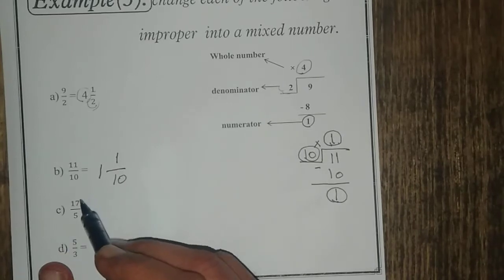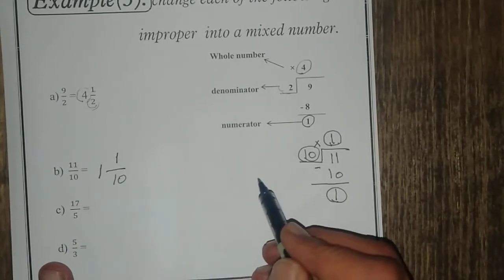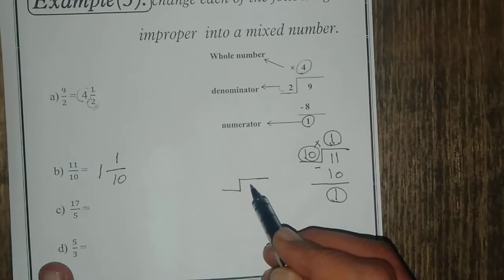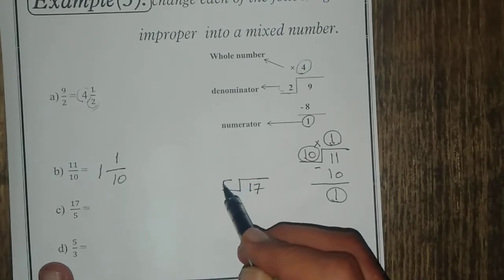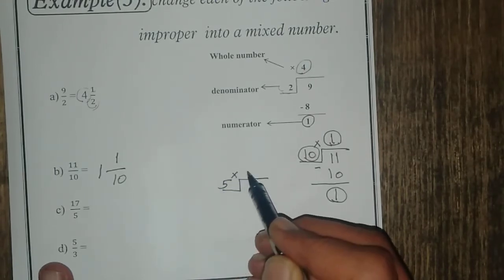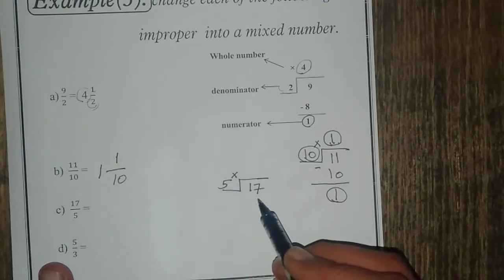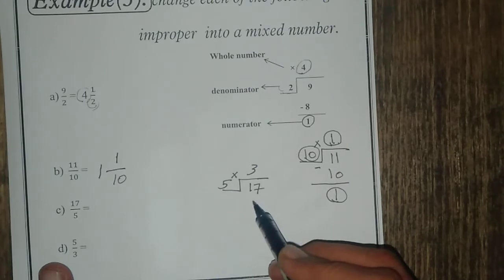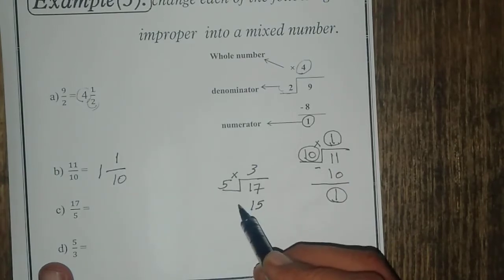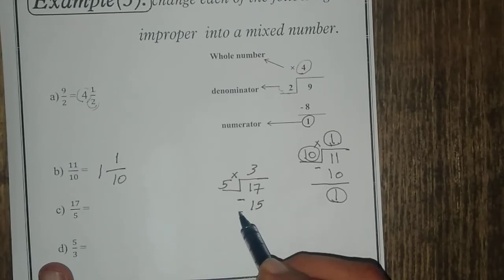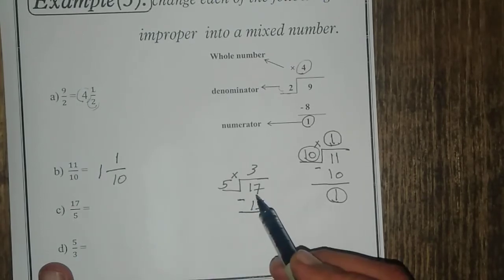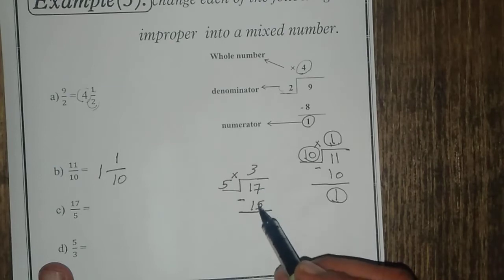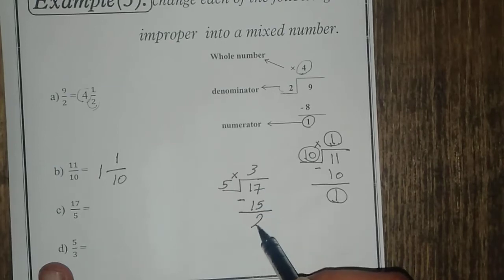Number C, 17 over 5. Divide 17 divided by 5. What times 5 equals 17? 3 times 5 equals 15. It is the nearest result to 17. The second step, we will subtract 17 minus 15. 7 minus 5 equals 2. 1 minus 1 equals 0.